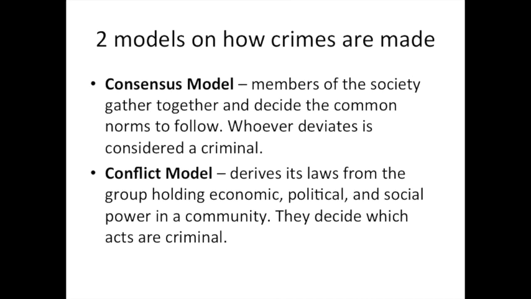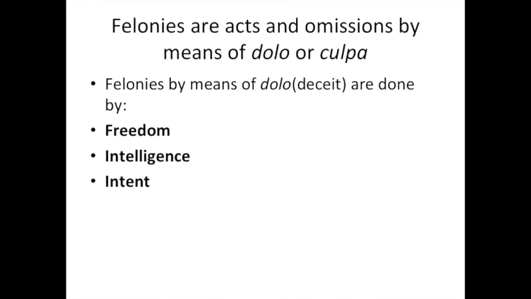Okay, basta yung first, consensus, talks about the agreement, tsaka kung sino yung makagawa ng act na hindi kasali sa agreement is considered as a criminal. Sa conflict naman, only those who have power can decide kung ano yung mga acts na criminal. Okay, felonies are acts and omissions by means of dolo or culpa. Felonies by means of dolo or deceit are done by freedom, intelligence, or intent.